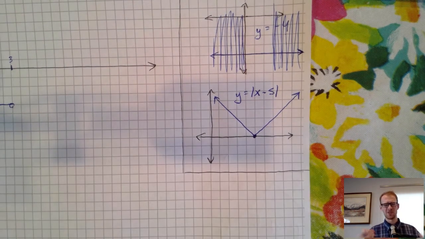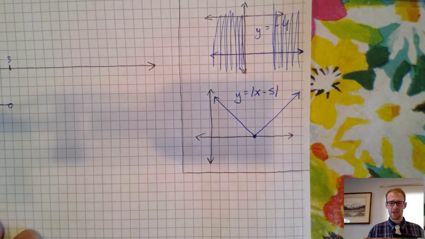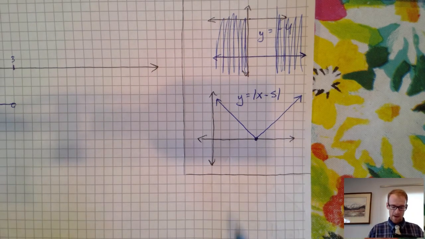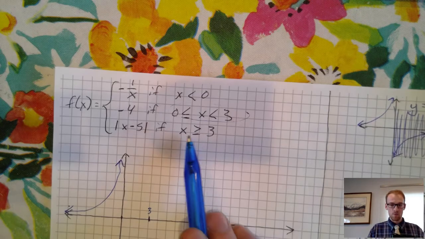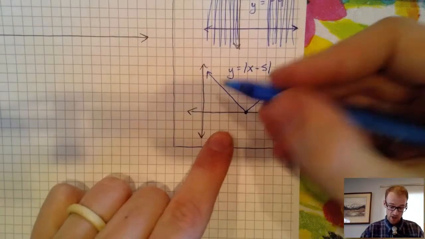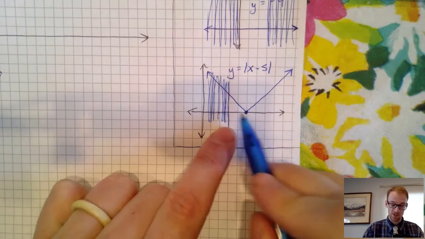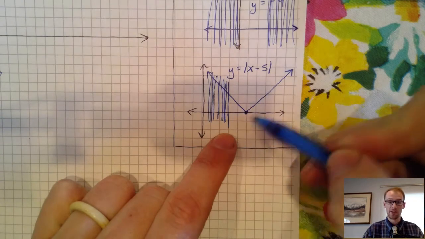You guys remember shifting parent graphs, right? You haven't forgotten that from back in the fall, and we kind of reviewed it when we were shifting trig functions. Hope you remember. Anyway, that's the graph of the absolute value of x minus 5, but we only care about that where x is greater than or equal to 3. So pretty much, here's where x is 3, and I only care about where x is greater than or equal to 3. So I only care about this part of our function, so I'll transfer that over here now.